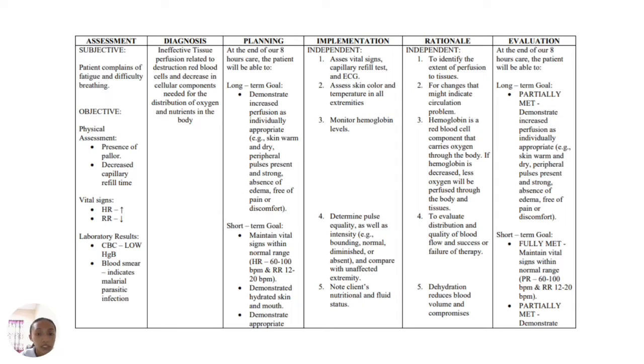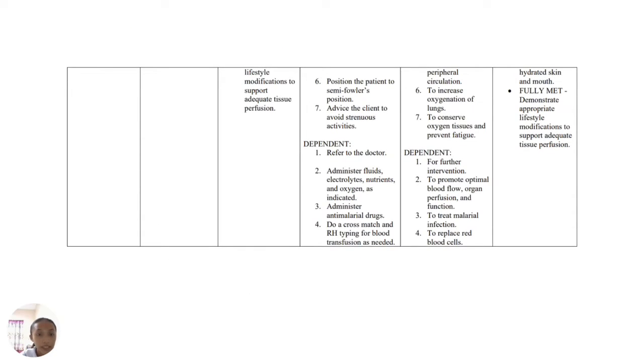We also have to determine the pulse equality as well as the intensity. For example, the pounding is normal, diminished, or absent, and compare with an affected extremity. This is to evaluate the distribution and quality of blood flow and success or failure of therapy. We also have to note the client's nutritional and fluid status. Dehydration reduces blood volume and compromises the peripheral circulation. We also have to position the patient in semi-Fowler's position in order to increase the oxygenation of lungs, and advise the client to avoid strenuous activities to conserve oxygen to tissues and prevent fatigue.